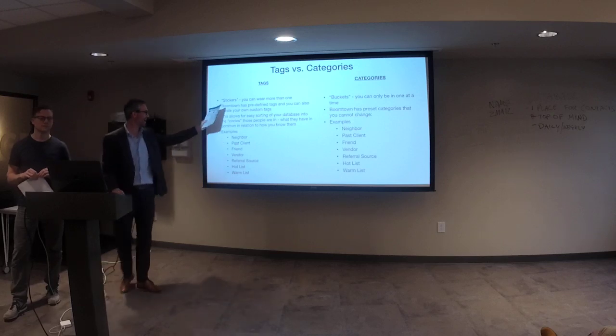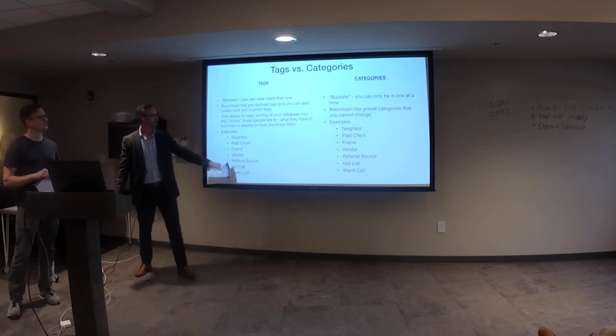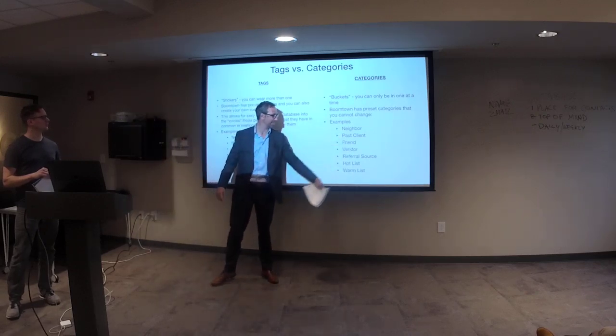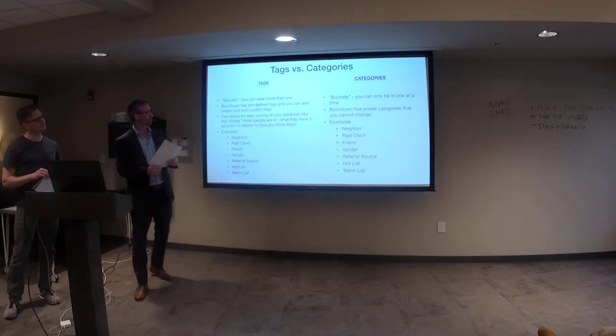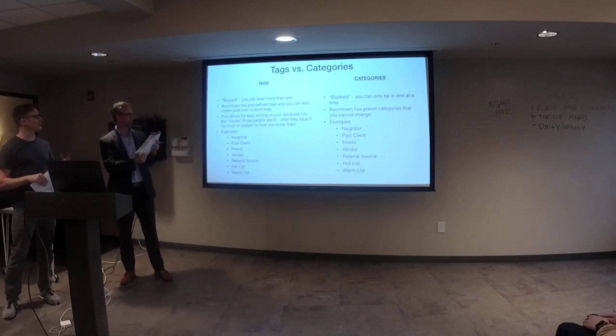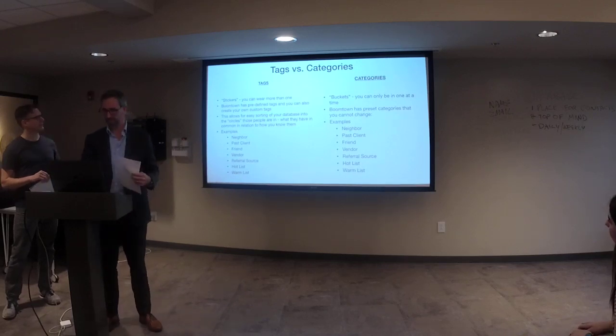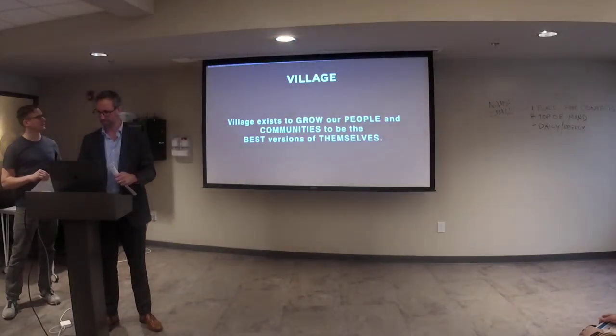So examples of tags: neighbor, pastime, friend. Ignore that, I just obviously copied and pasted that. We're going to change it. So the examples of categories are actually these. That's why I was confused. Ignore that. We'll just delete that so that's not confusing.